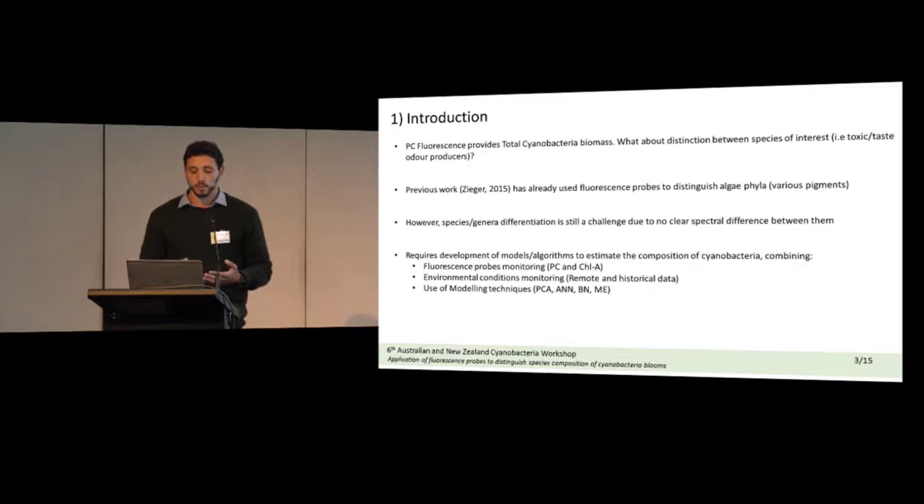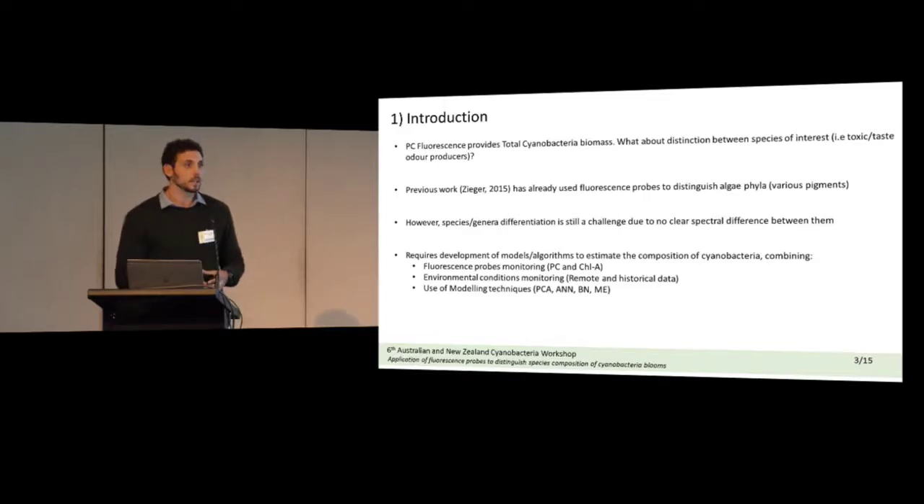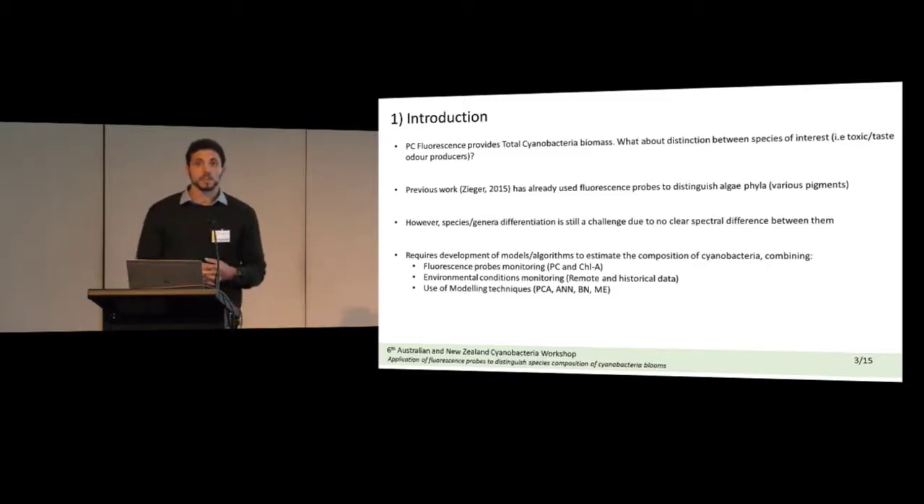But when we try to go towards differentiation at the level of species or genera in the same phylum, in other words, trying to use those probes to distinguish between cyanobacteria species, or at least at the genus level, we face a hard challenge because there is no clear spectral difference between them.